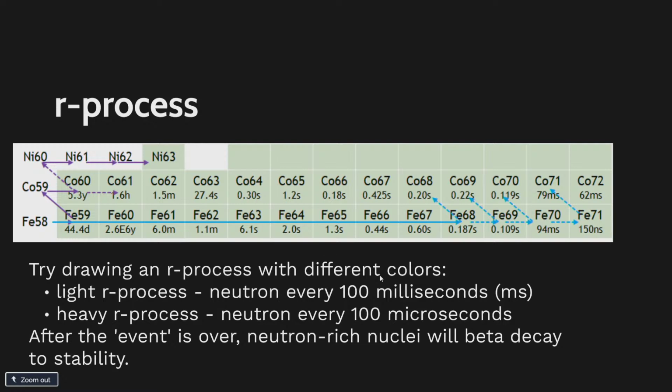You could try different timings to model whether you're making light r-process or heavier r-process nuclei. And then after the merger event is over, everything's going to beta decay to stability. So you can find that you can make the very heavy elements this way. So I'm going to end there, and I hope that you try this. I think it's a really interesting activity, and it's current science that scientists are still puzzling over these events.